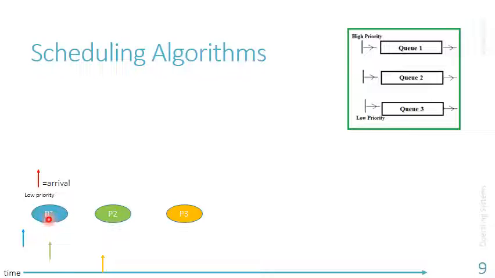How come? Because you can notice that it is the first one to arrive. So when it got to the ready list, there were no other processes. So this one naturally will be selected first. Now, high priority for P2 and medium priority for P3. So P1 will execute first.